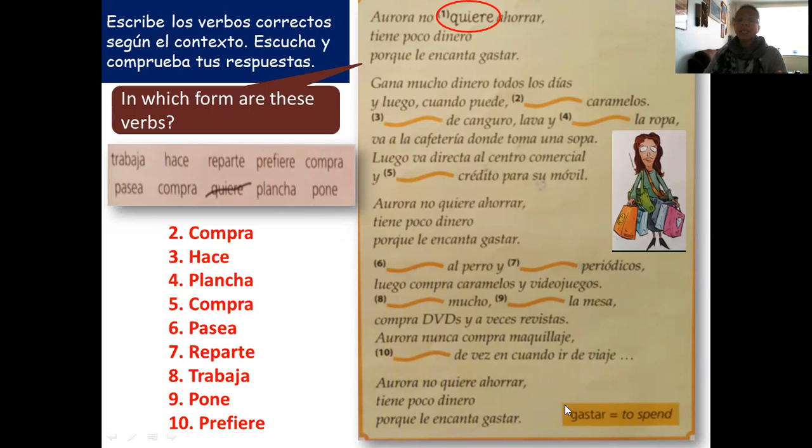Also, I haven't said, could you please have a look at this square down here? Gastar means to spend. Write it down so you've got that for your vocabulary. Okay, so you can use it when you're writing. Gastar means to spend.